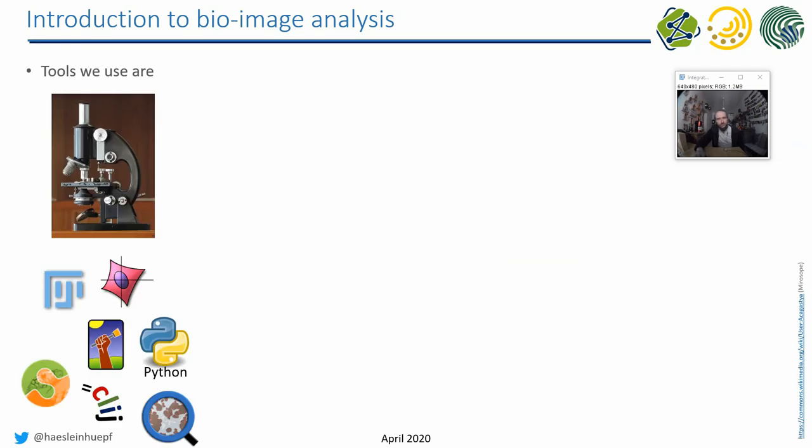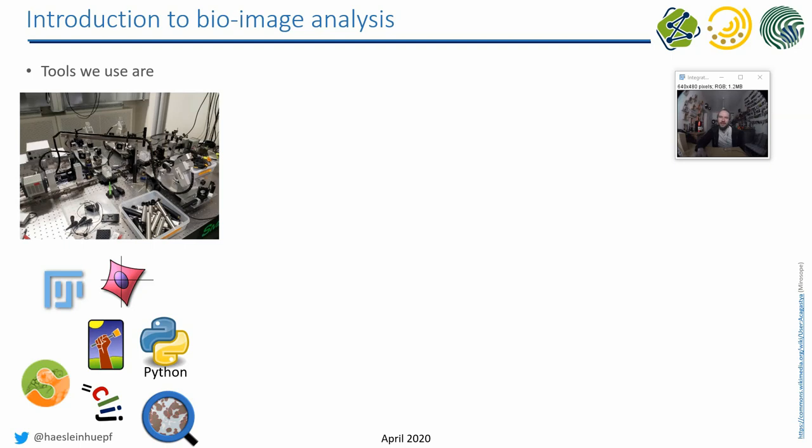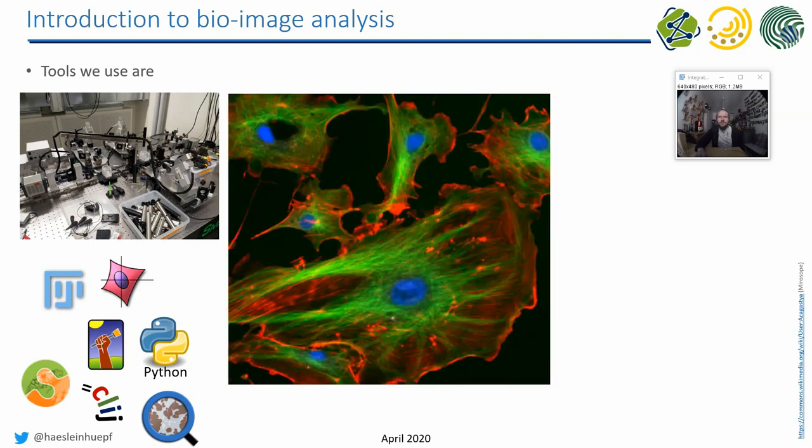The tools we use, first of all, are not a camera, it's a microscope. And the software tools we use are like Fiji, CellProfiler, Python, scikit-image, and the others I mentioned. And of course, our microscopes look a bit more fancy. So here you, for example, see a Leica microscope from the lab where I'm working. What we do then is typically things like that.